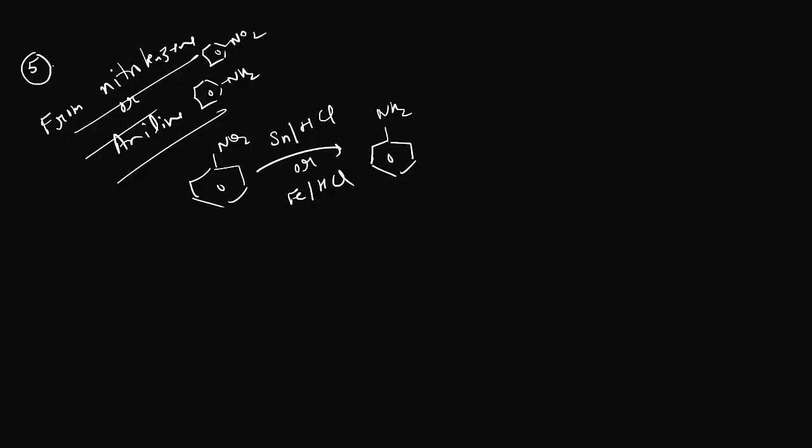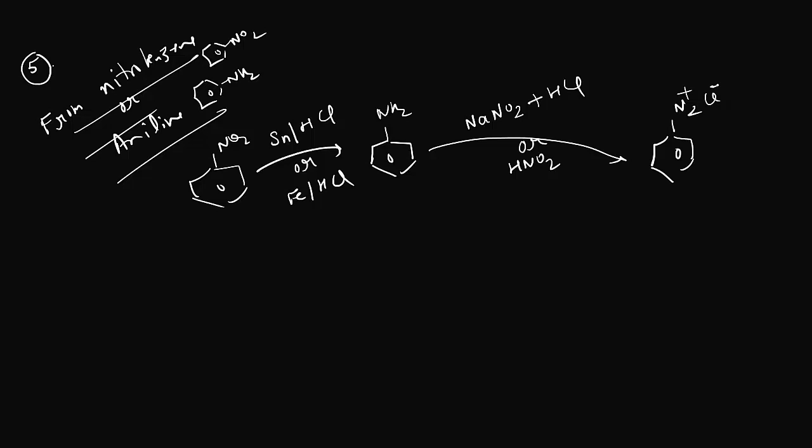Now, it is time to discuss that important intermediate, which is obtained by reacting this aniline with NaNO2 plus HCl. I can take NaNO2 plus H2SO4, or I can even take HNO2. So that special intermediate is obtained: N2+ Cl-. If I take NaNO2 plus H2SO4, we'll get N2+ HSO4-. Okay, this we call benzene diazonium salt.